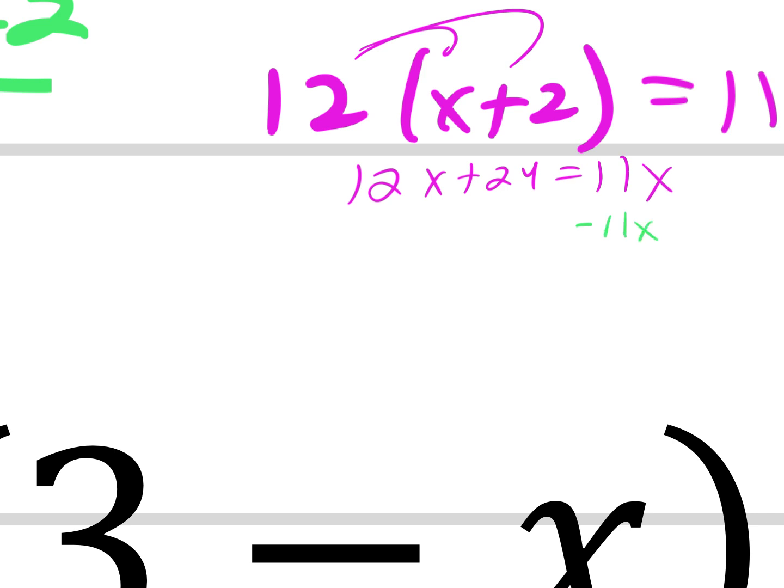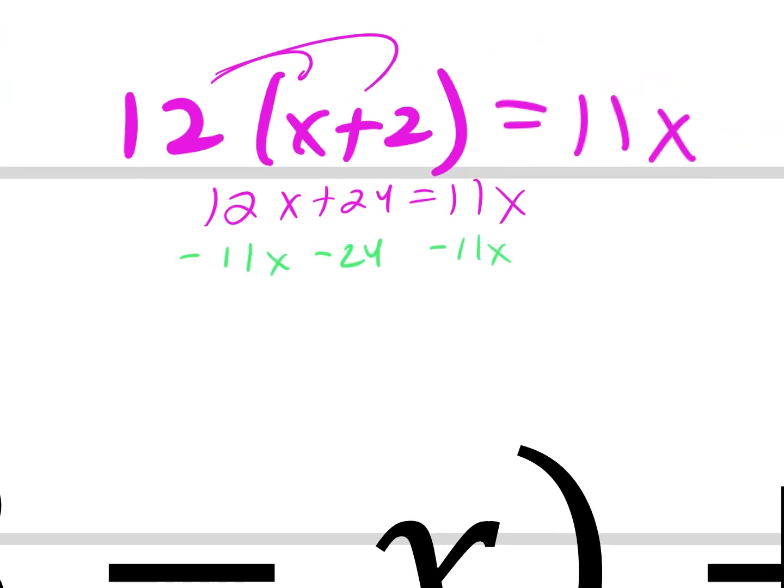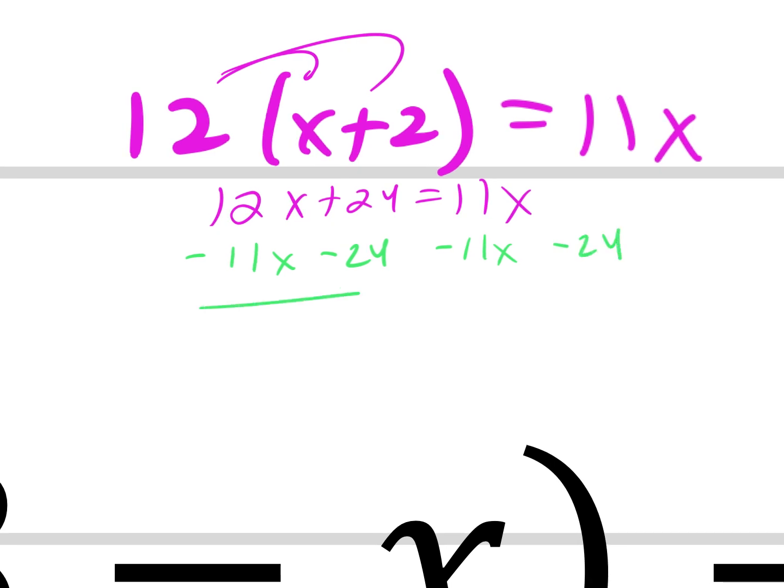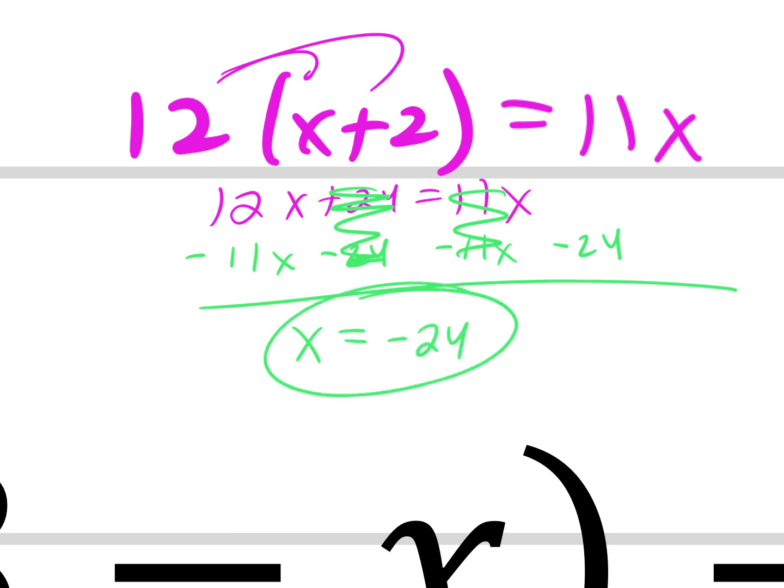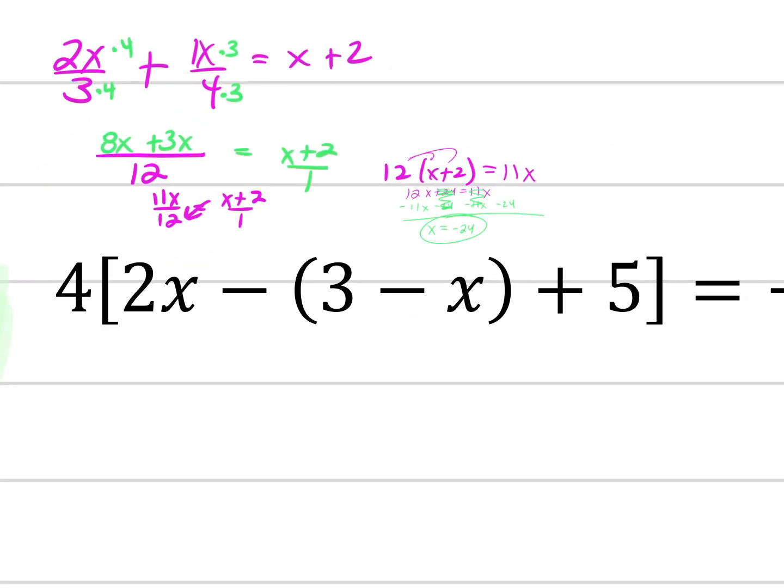So minus 11x from both sides. You guys agree? And then I'm going to subtract 24. What am I subtracting 24 from? 0. Okay, you don't have to write it or anything like that. So you end up here with x equals what? Negative 24. Did you have to do it that way? No. I just feel better when the variable is on the left-hand side of the equal sign. It's how my brain is trained.